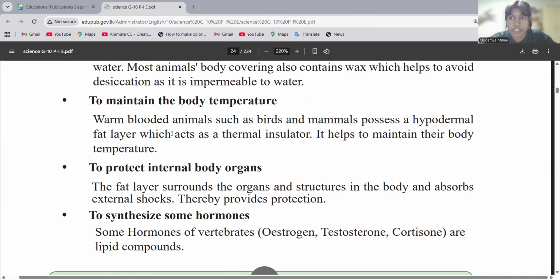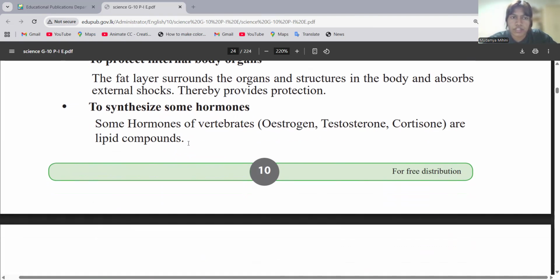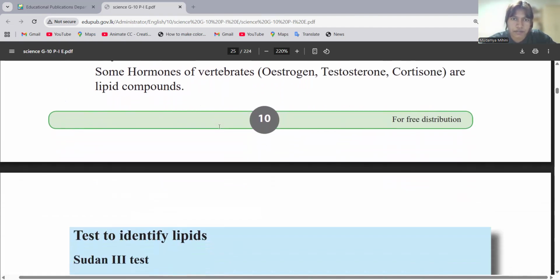Also, to protect internal body organs and absorb external shocks. So protection in general. Also to synthesize some hormones. So we can see some hormones of vertebrates: estrogen, testosterone, cortisol. Estrogen is in the female body. Testosterone is in the male body. And you'll get to learn these hormones more when you go further. Somehow remember that these are lipid compounds.